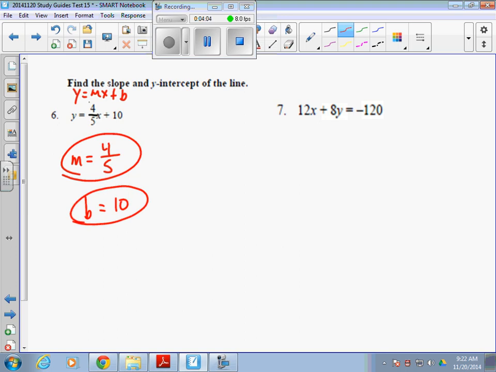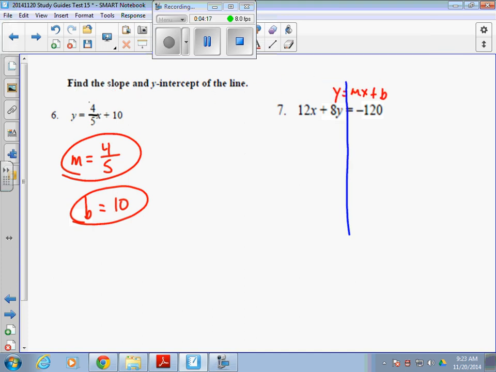Okay, number 7 is in standard form. It's not in slope-intercept form, so we have to move it to see the slope and the y-intercept. In order to move it, just convert your equation to say y equals mx plus b, just like this one. That's what we're aiming for. So go ahead and move over anything that's not y to the other side. That's positive 12x. Subtract 12x. If you subtract it there, subtract it on this side. Remember, you can't take it away from -120 because they're not like terms.